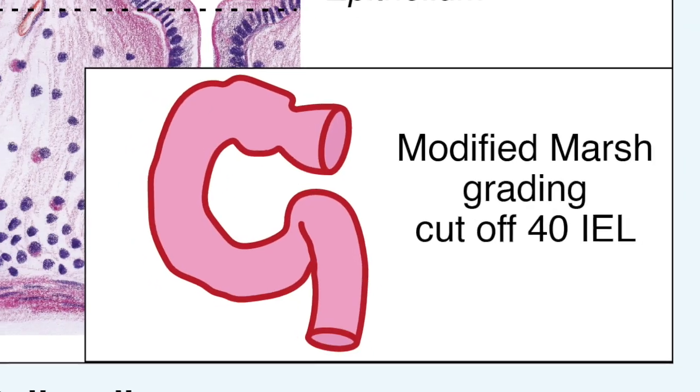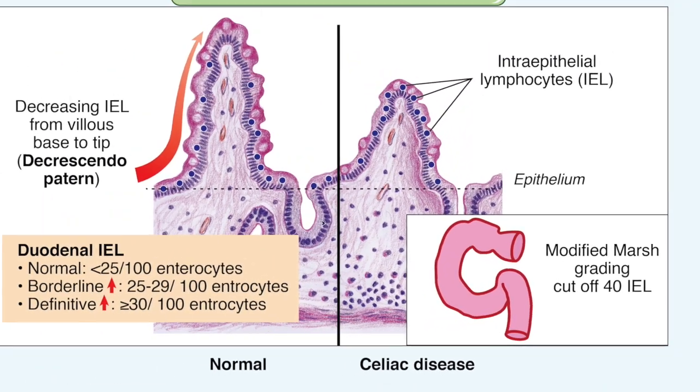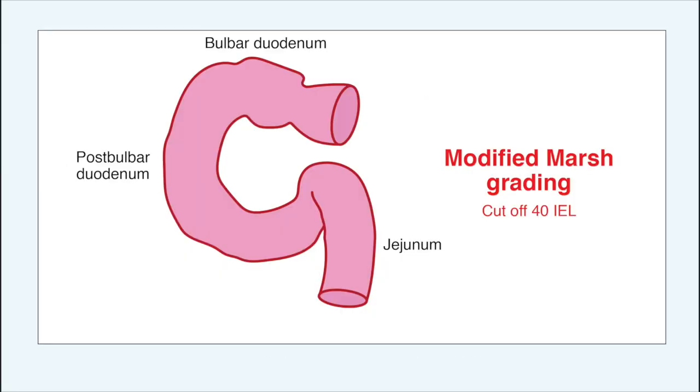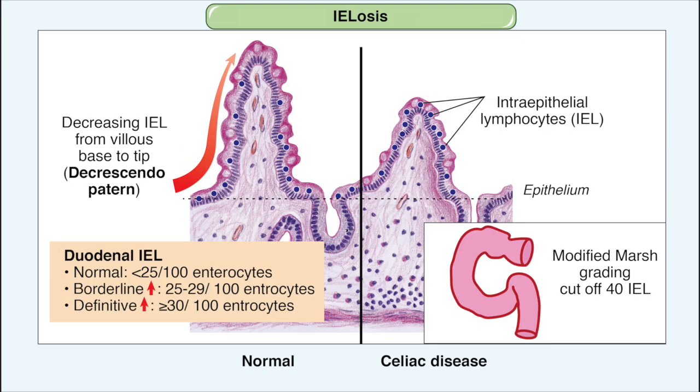The cutoff previously considered in the modified Marsh classification was 40 IELs per 100 enterocytes. That was derived basically from older studies assessing jejunal biopsy samples. So it is best to consider greater or equal to 30 for the duodenum and greater or equal to 40 for jejunum as intraepithelial lymphocytosis. In doubtful cases where IEL is mildly elevated, CD3 immunohistochemistry can help to highlight the IELs.